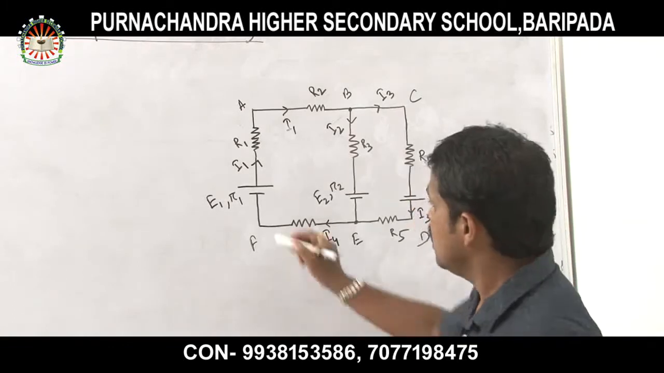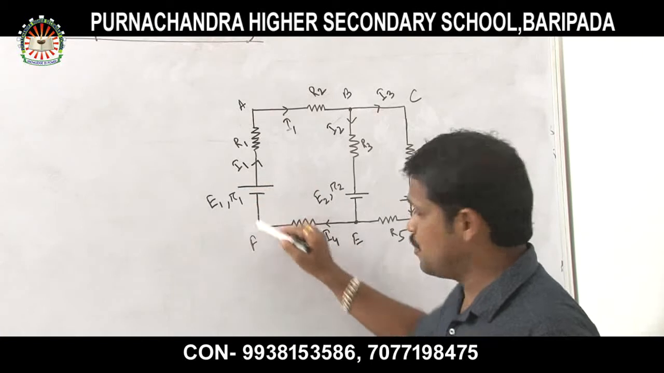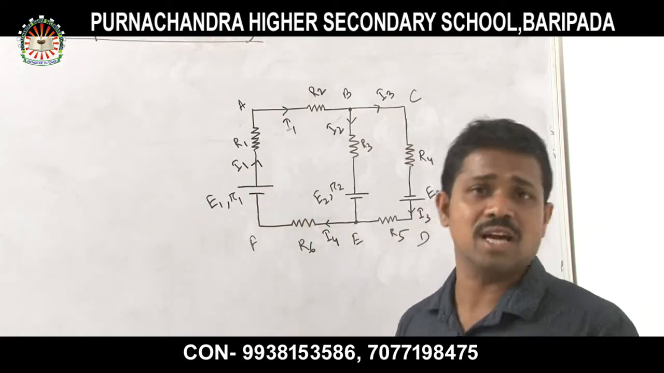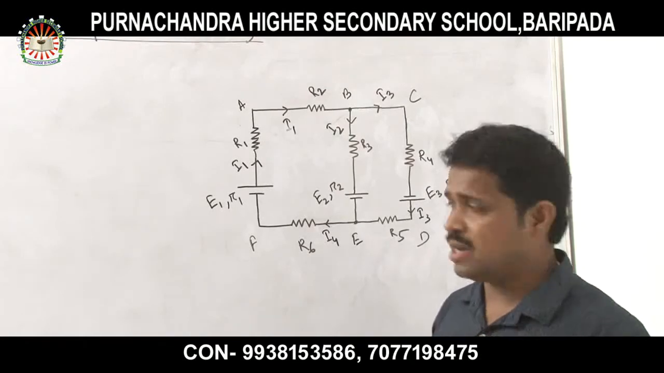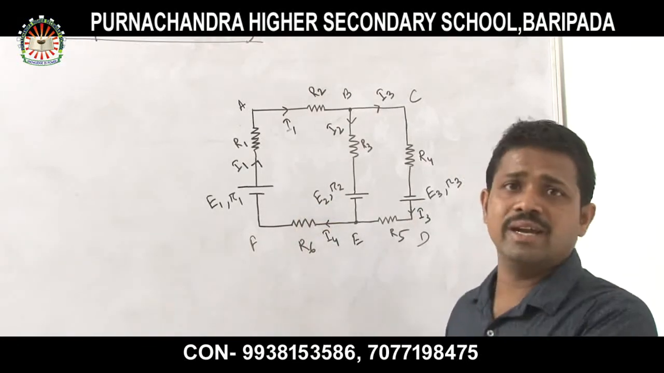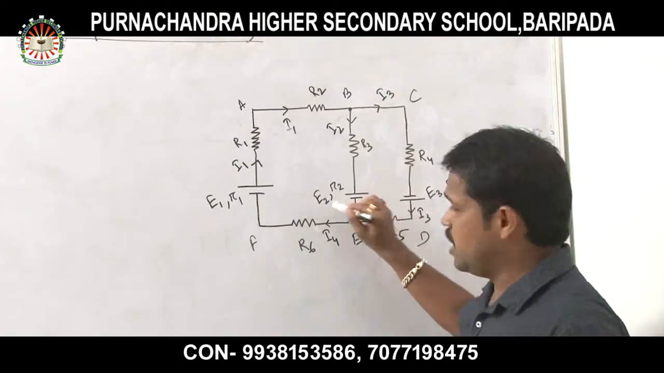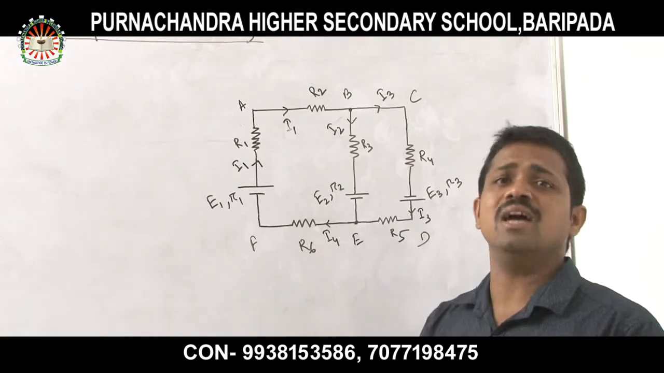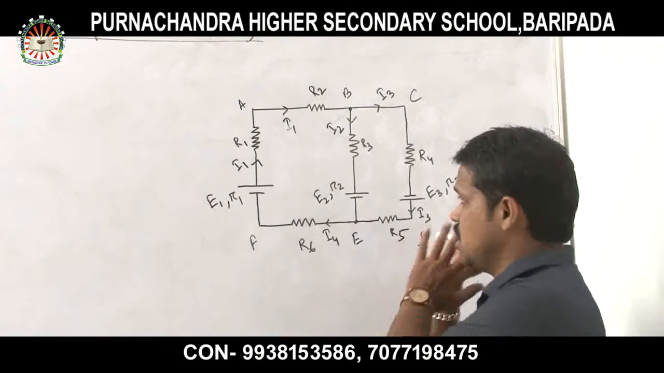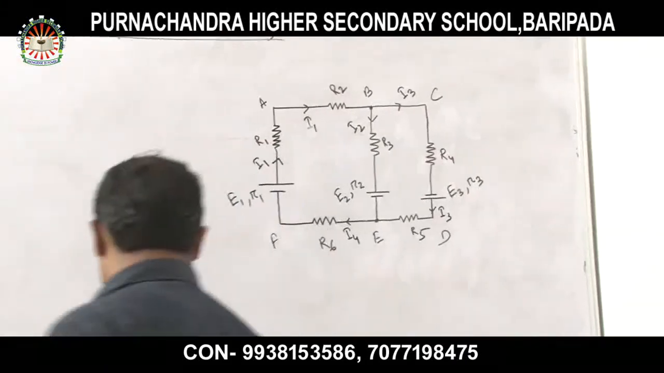Number three, for the EMF: a cell producing clockwise current in a loop, we take its EMF as positive, and an EMF producing anti-clockwise current, we take as a negative value. So let us now verify how this works.